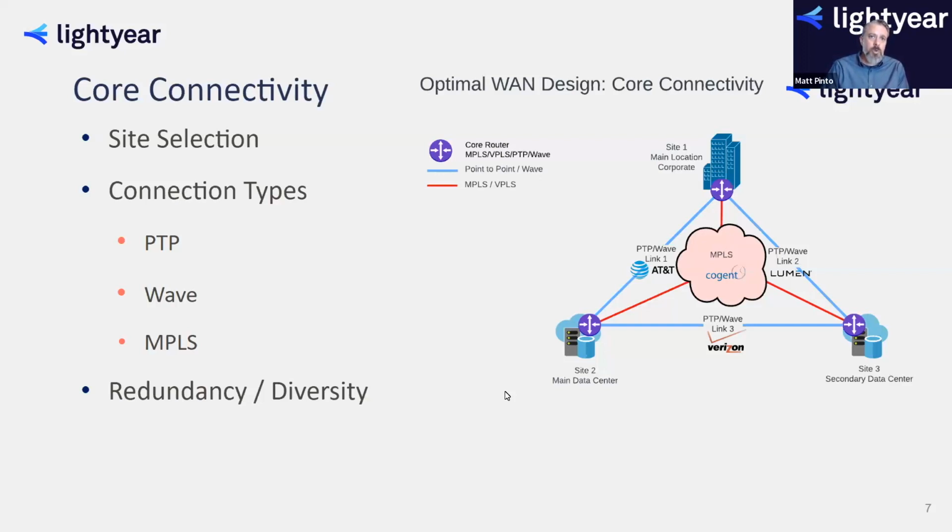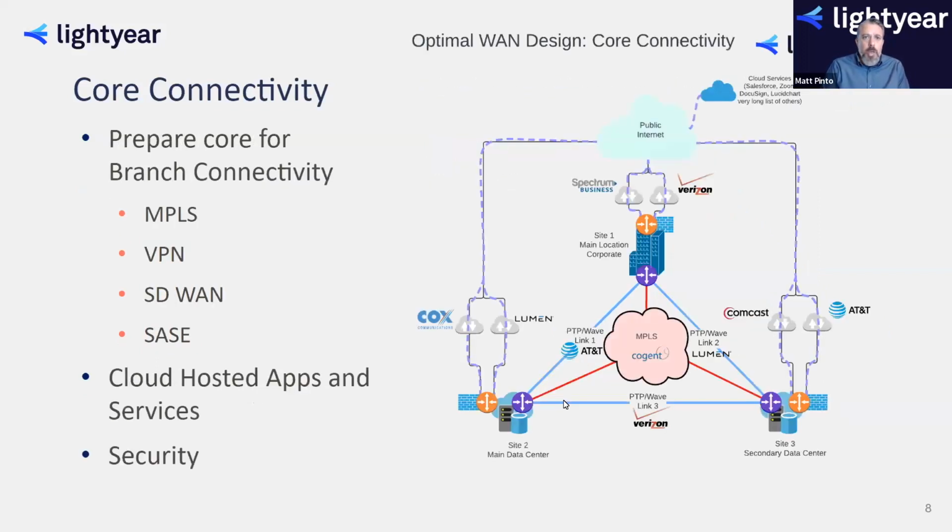I connected into console servers, and then from those console servers, those are networked out to all of the key hardware that's in the data centers in the main locations. So the last piece to getting the core ready for branch connectivity is how do you want the branches to connect back?